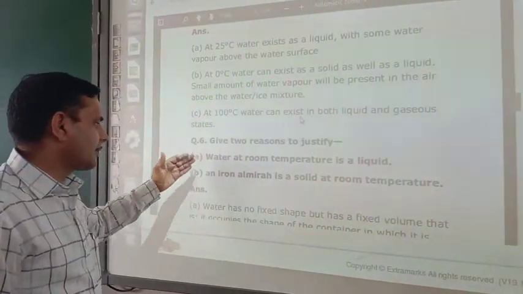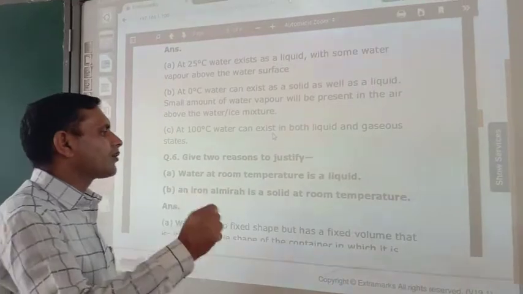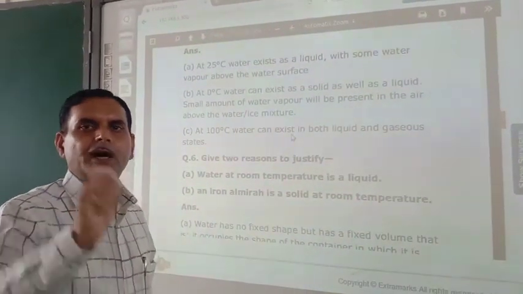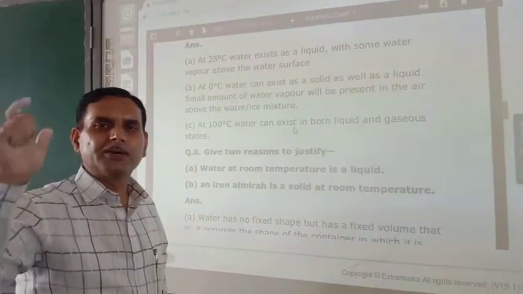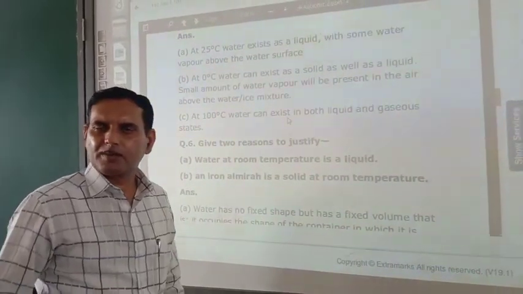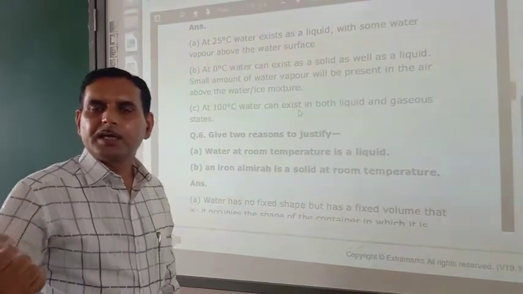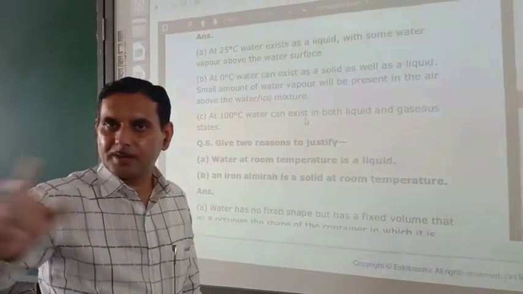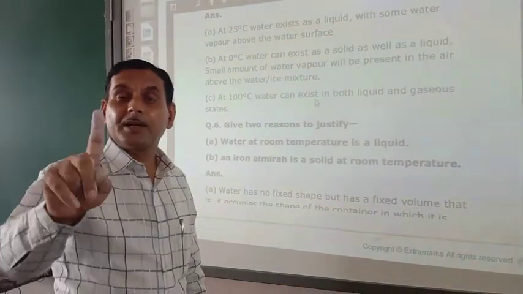I am explaining the first one. Water at room temperature is a liquid because what are the characteristics of a liquid? A liquid does not have a fixed shape, but it has a fixed volume.